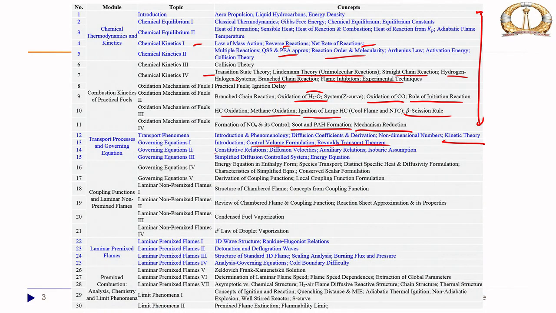Then we looked into different constitutive relations, that is, after you derive the governing equations for control volumes, your job does not end, because there are several other equations and relations that need to be supplied to close the system of equations. We looked into diffusion velocities and auxiliary relations and isobaric assumption, and we looked into simplified diffusion control systems and energy equations. And then we derived the energy equation in an enthalpy form.